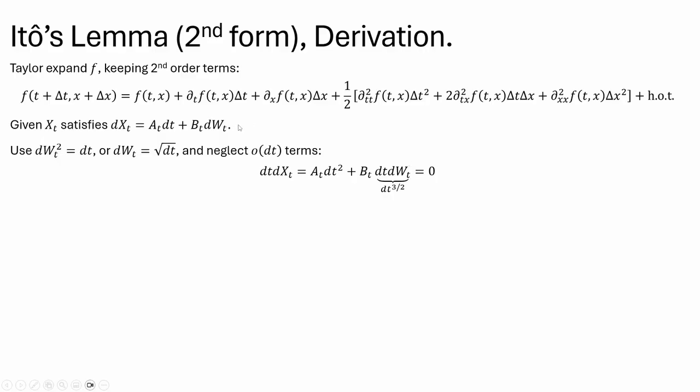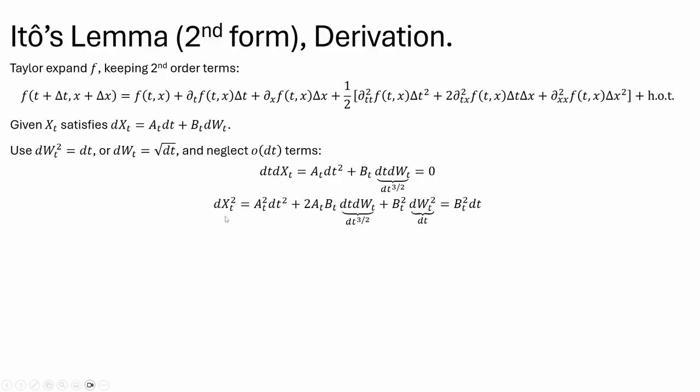We recall a crucial relation, dW_t squared equals dt. This is what episode 2 is about. So dW_t can be formally written as the square root of dt. Just like in regular calculus, we ignore higher order terms in dt. So the first term is of order dt squared, which we can neglect. And the second term is of order dt raised to the 3/2, which is also a higher order term of dt. So both of them can be neglected, and we write dt dx_t equals 0.